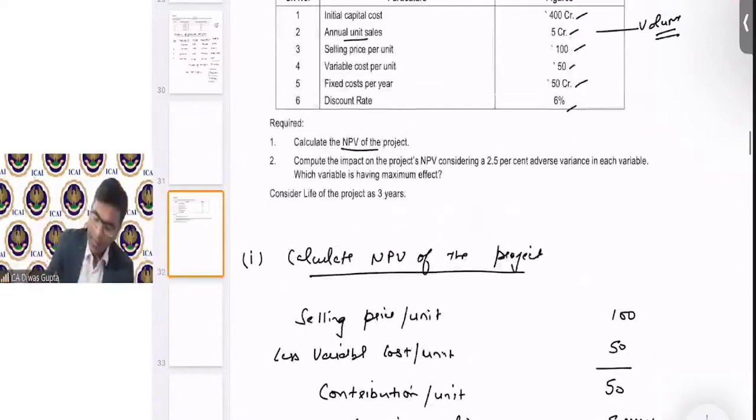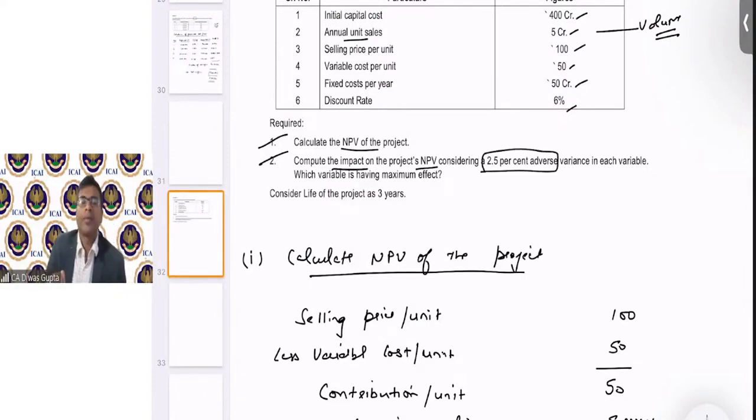Then the next part asks: compute the impact on the project's NPV, considering a 2.5% adverse variation in each variable. In each of the variables, you compute the impact on NPV by assuming that the variable moves by 2.5% in the adverse direction. They're also asking which variable has the maximum effect, which variable impacts NPV the most. And they're saying consider the life of the project as 3 years, that we have already taken.